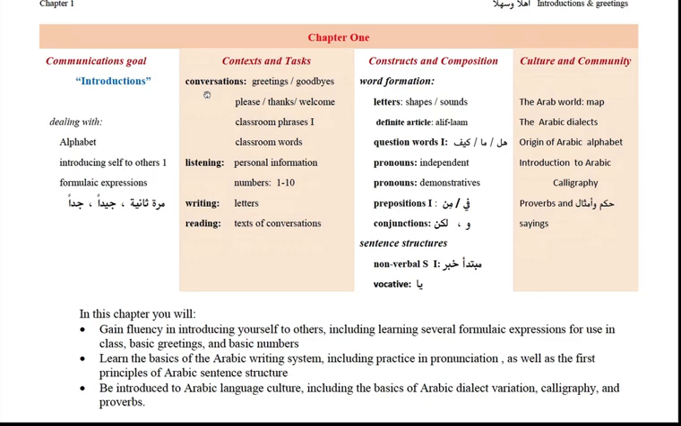And you will be introduced to the Arabic language culture, including the basics of Arabic dialect variation, calligraphy, and proverbs. One other thing that should be noted is that this textbook instructs you in Modern Standard Arabic. Modern Standard Arabic is the modern reflex of Classical Arabic, the language of the golden age of Arabic literature in the period from 622 until about 1400 or 1500 or so.